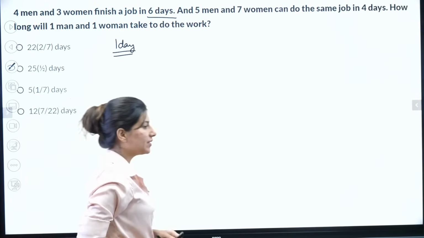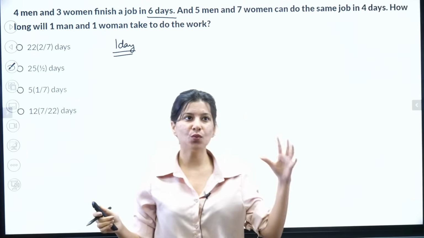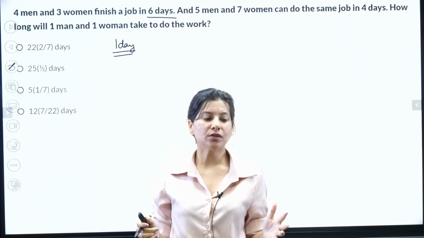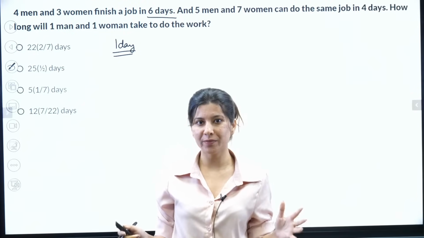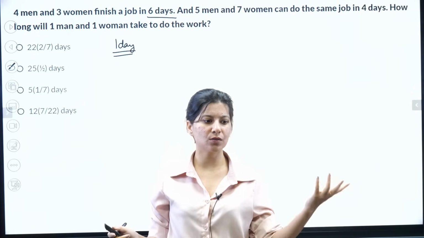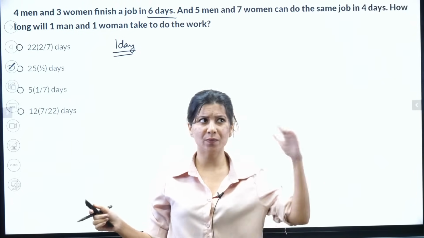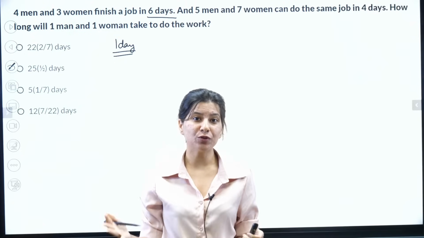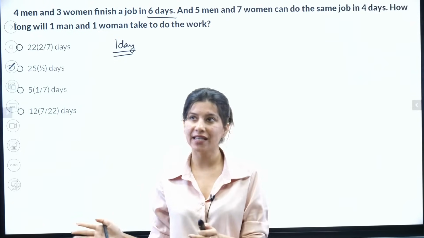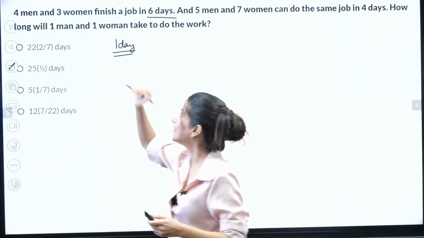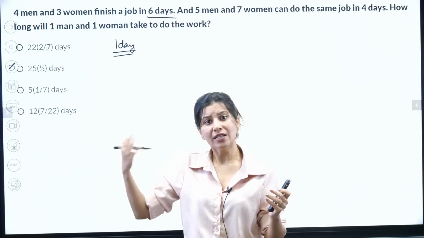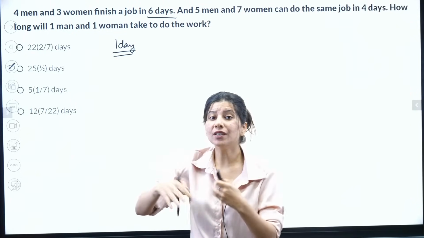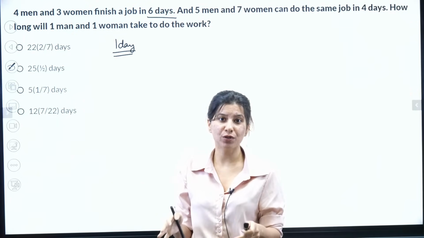Suppose you want to renovate your home, and you want to renovate it as soon as possible. Obviously, everybody wants to get their job done as soon as possible, especially if it is renovation. So if they are saying, okay, we'll do it in 6 days and it will require 4 men and 3 women, what you will do is increase the number of men and women and reduce the number of days. I want it early. So manpower should increase, right?